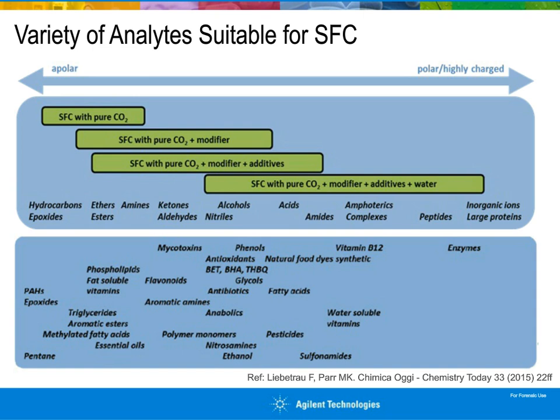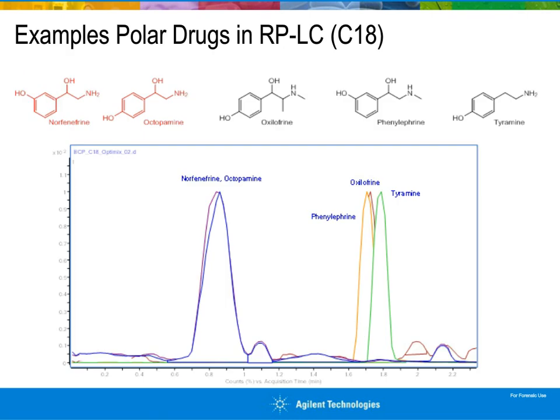So moving on and looking at some polar drugs: norepinephrine, octopamine, oxilofrine, phenylephrine, tyramine, on a C18 column in that case. And you see already the trouble with these polar compounds is that they elute very early. And if you now also want to analyze metabolites that are even more polar than the parent compounds, then you will be in trouble, or you have to extend the chromatography on C18 for so long that your run times are extremely long in order to separate the very polar compounds at the front.